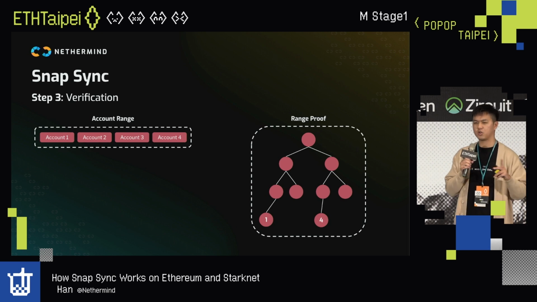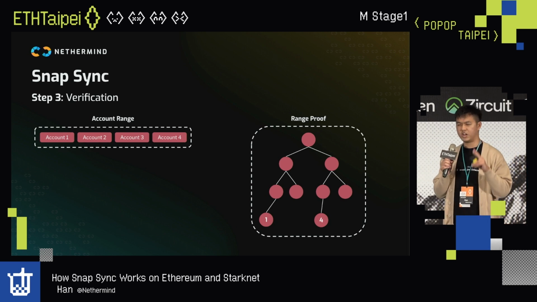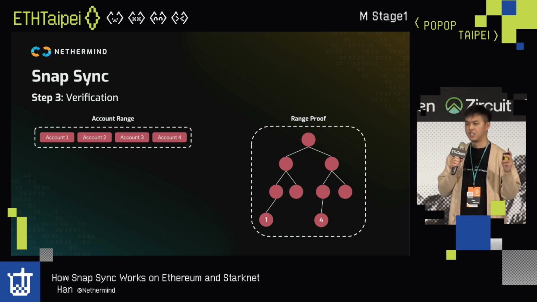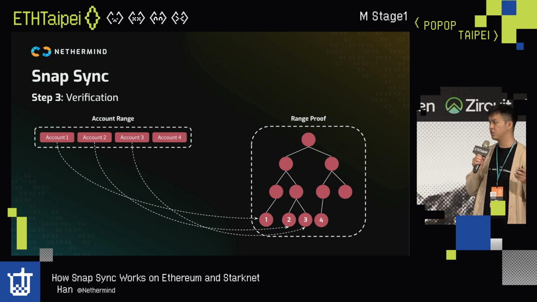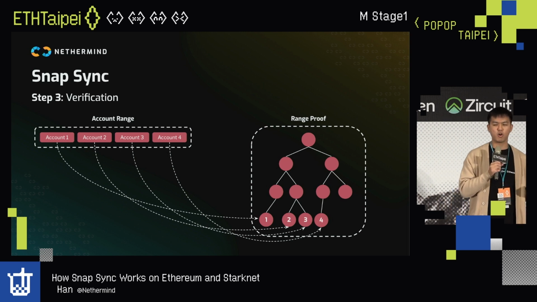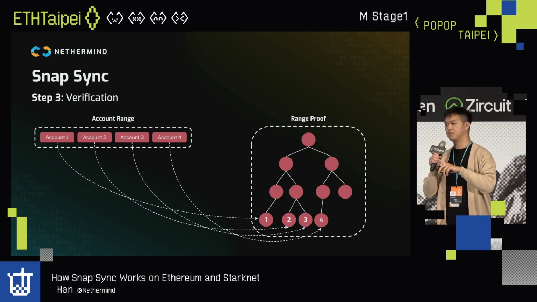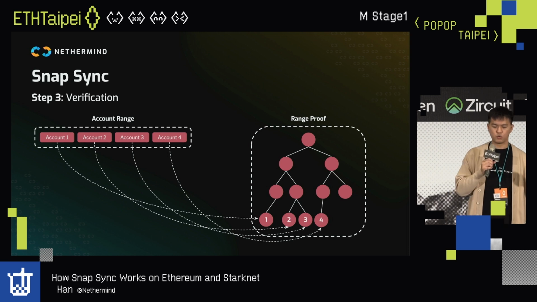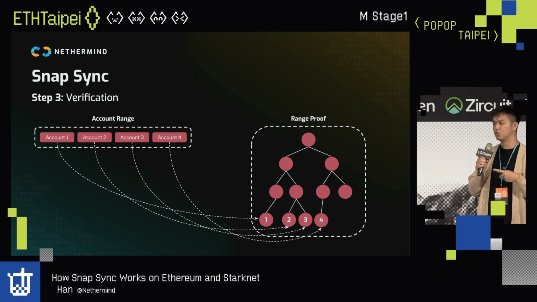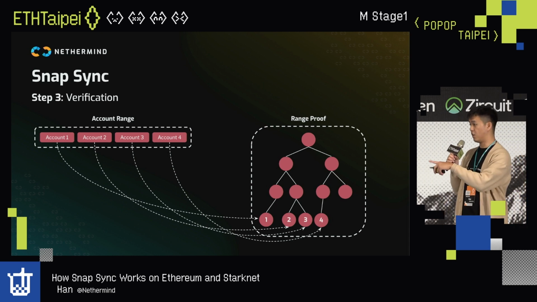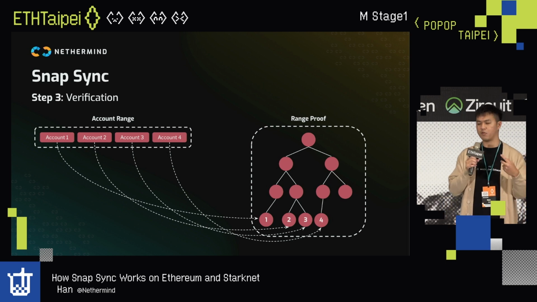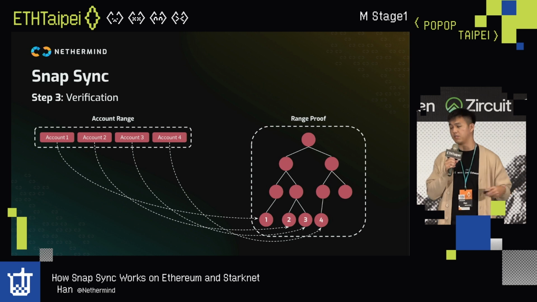In terms of the verification part, now you have two things. You have the range, and you have the range proof. So in order to validate if this range is correct, you simply insert these values into the range proof, right? So again, now this becomes a slightly more complete view of the entire state trie. To validate if this is correct, you basically check the root hash. If it's a state trie, you check if the root hash of this partial trie that you have just reconstructed matches the one in the block, or if it's a contract trie, then you check if it matches the one in the account, right?